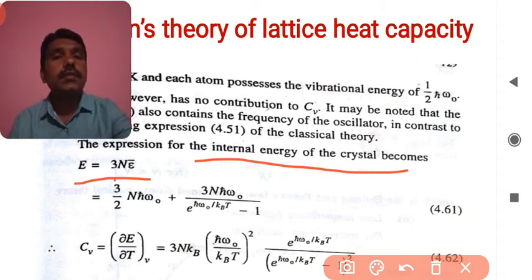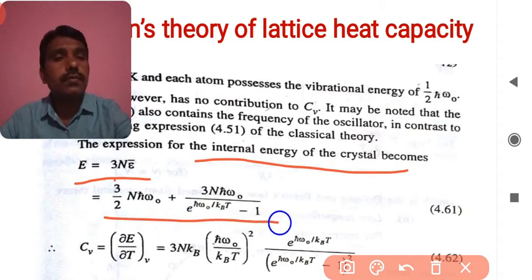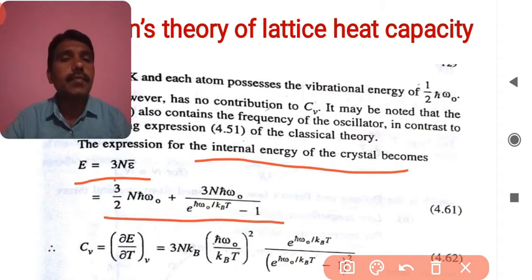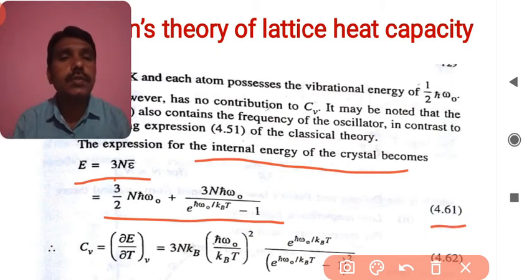मग इथं जर समजा मी ह्याची व्हॅल्यू epsilon barची व्हॅल्यू जर पुटअप केली जी आहे ती it is becoming to be half h cross omega 0 होतं, तर ही जी epsilon barची व्हॅल्यू आहे ती जर पुटअप केली तर it will become 3/2 capital N h cross omega 0 plus 3N h cross omega 0 by exponential of h cross omega 0 by kBT minus 1. This is what the some important relationship total energy.